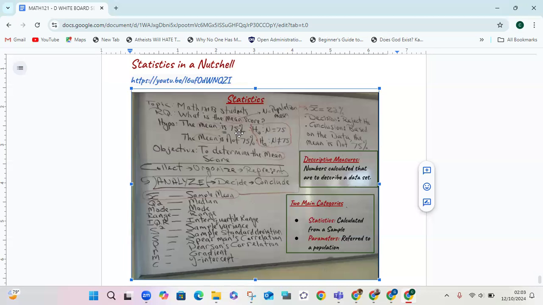When you hypothesize, you're hypothesizing about the population. However, to determine if your hypothesis is true, if it's to reject or not to reject the null hypothesis, you have to collect data from a sample. So you are using sample data to prove or disprove a hypothesis which was made about the population. You are using statistics to determine an approximate value of a parameter. So that is statistics in a nutshell.